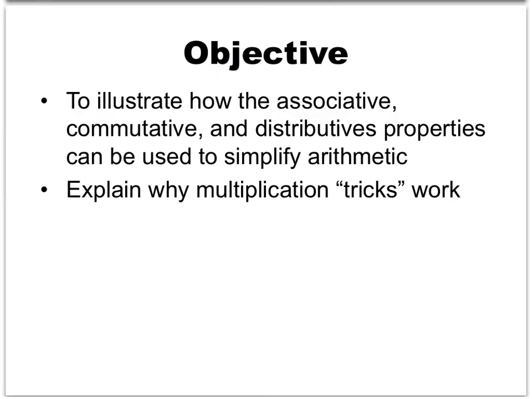First is to illustrate how the associative, commutative, and distributive properties can be used to simplify arithmetic. And then second, we're going to explain why multiplication tricks work. Now these tricks are tricks that you may or may not have seen before, and maybe you use them to help simplify some arithmetic. We're going to illustrate how these properties that we've talked about the past couple of sections explain why those tricks work.